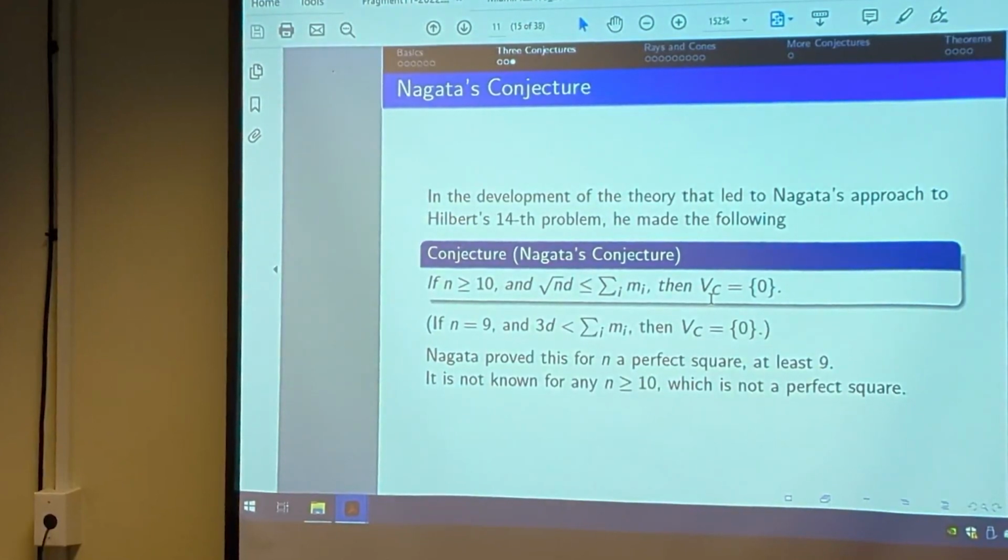But along the way, Nagata constructed a counterexample. He found a group action on a vector space for which the ring of invariants was not finitely generated, and he found it using group actions on spaces associated to these Picard groups of these kinds of surfaces.